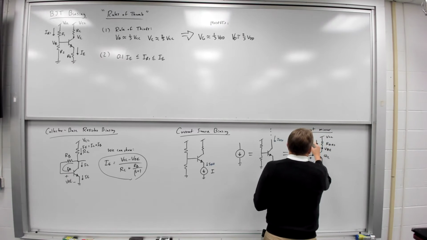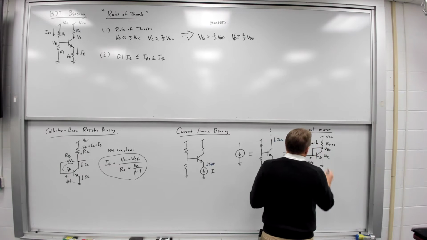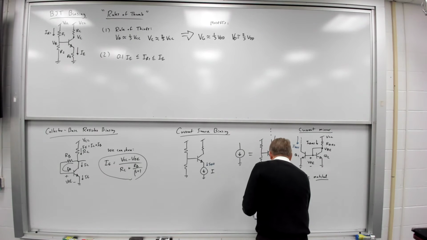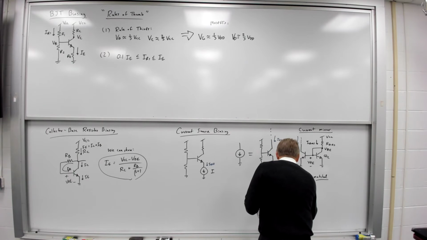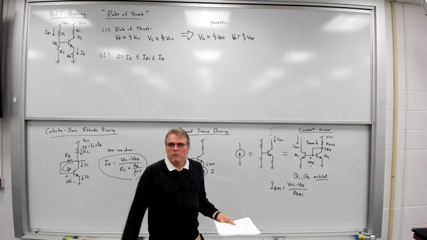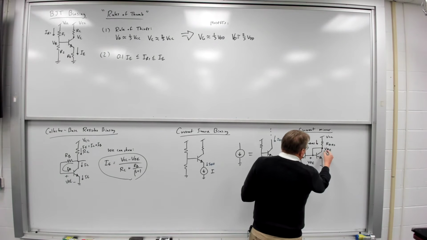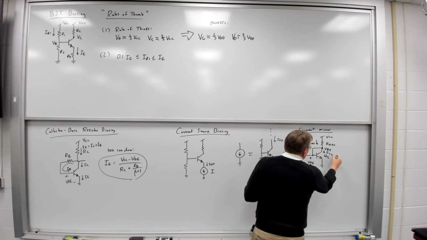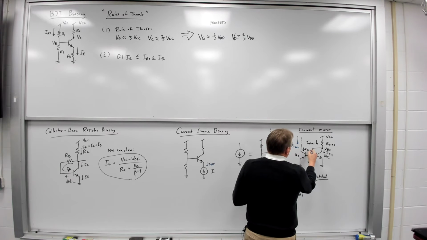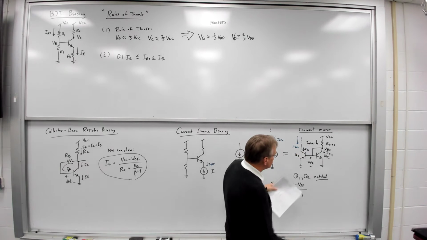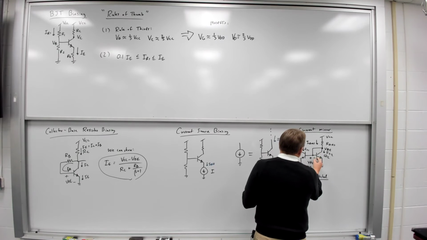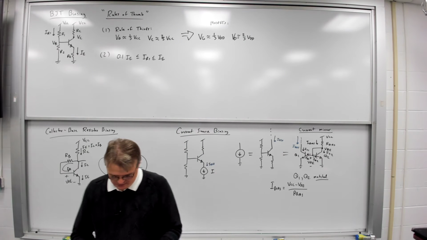And so I'm going to have some I bias current, which is going to be equal to VCC minus VBE divided by R bias. The problem, of course, is I bias is not going to be the same as IC2. IC2 and IC1 will match, but I bias will not match because, of course, there are base currents flowing through these two transistors. And so that's going to create a small error between the two.